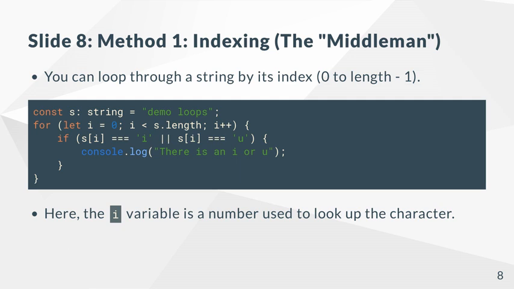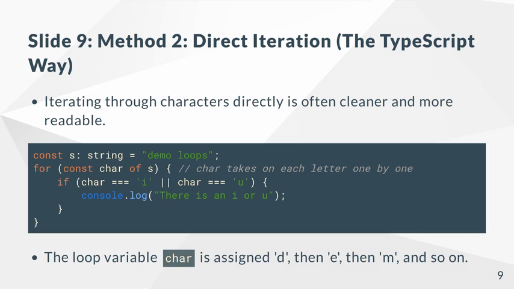In this case, your loop variable, let's call it i, is a number, and then you use that number to look up the character at the specific position in the string, like s[i]. It works perfectly well, but it can feel like you're using a middleman to get to the data you actually want. A cleaner, more readable approach is direct iteration.